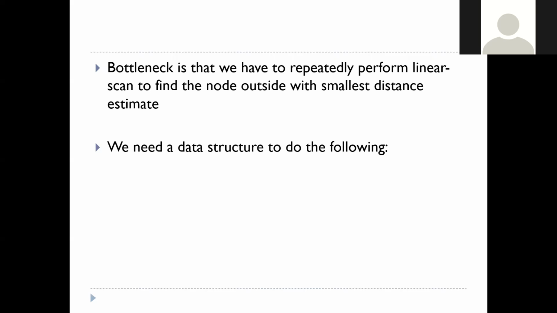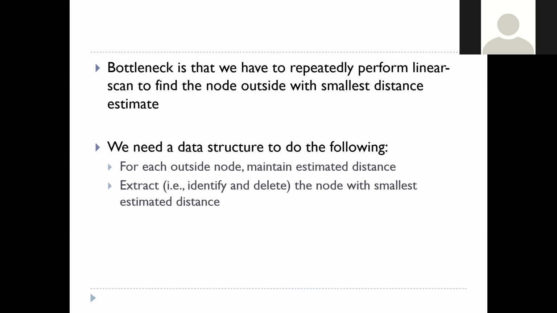We keep rechecking those outside again and again. Okay, so we want a data structure that can do the following. We want to be able to, for all the outside nodes, maintain the estimated distance, okay? And we want to be able to efficiently extract the node with the minimum estimated distance, okay?